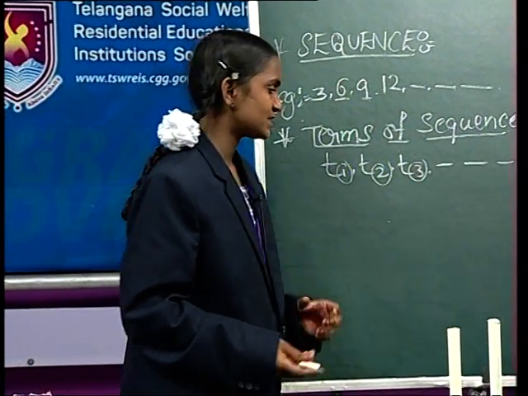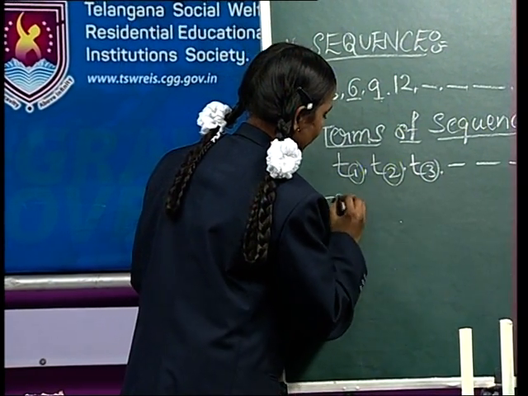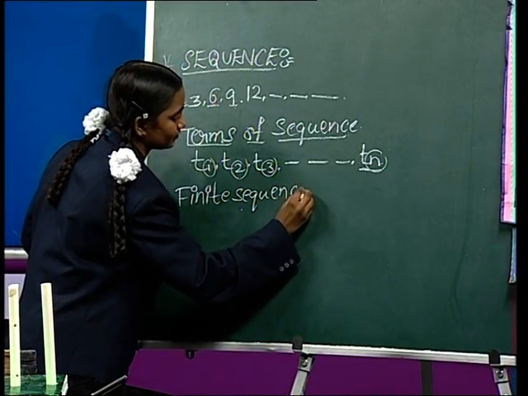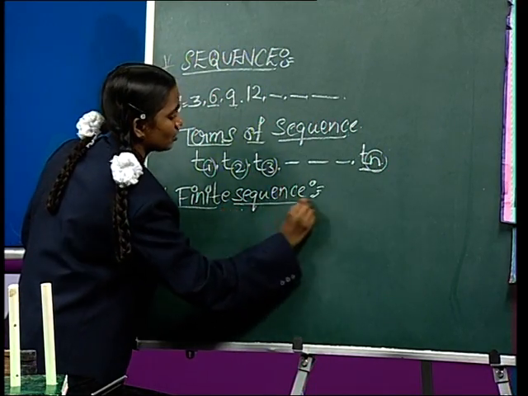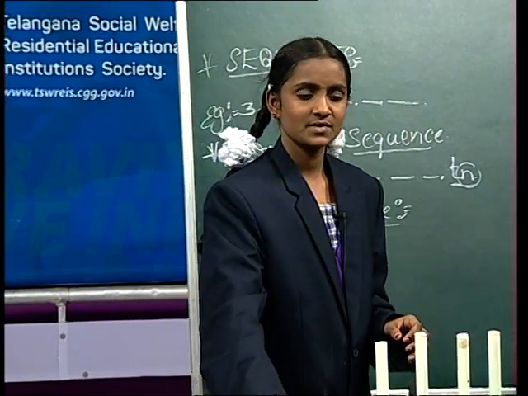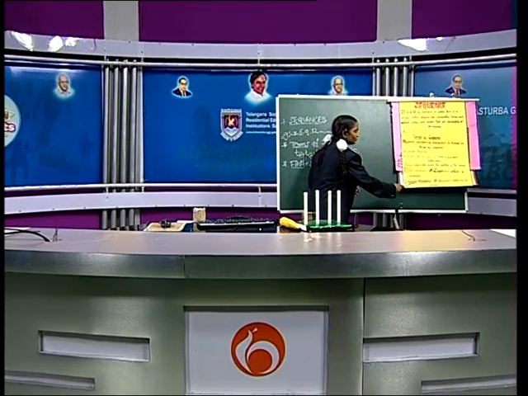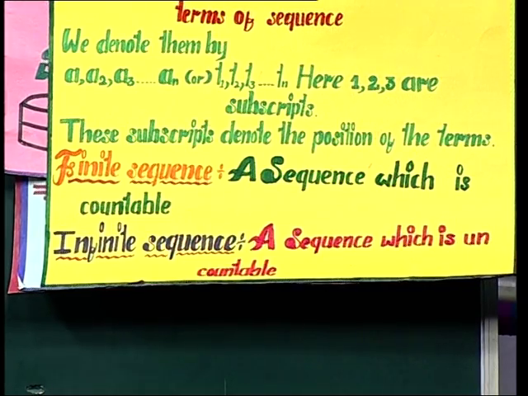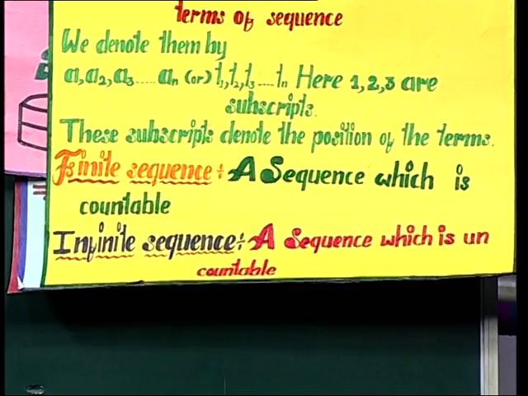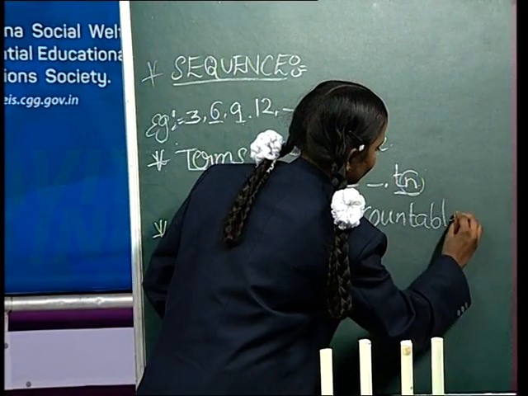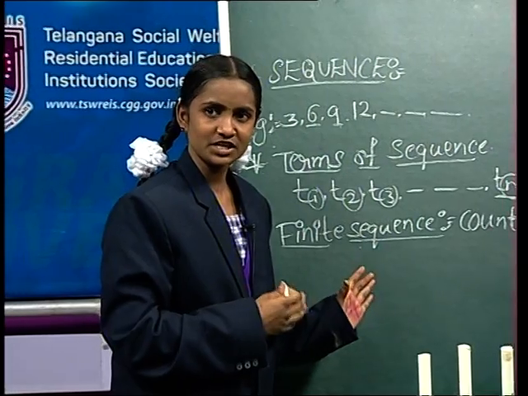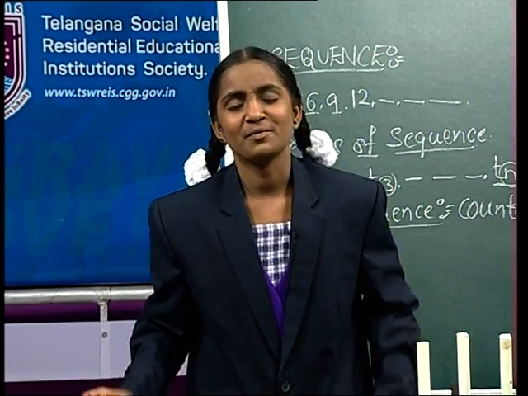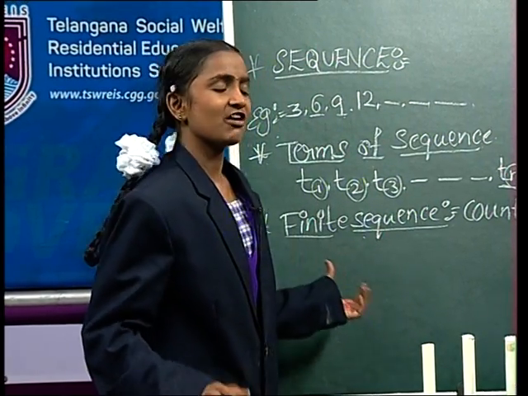Now let's move to finite sequence. What is finite sequence? Yes, the sequence which is countable is known as finite sequence. Here I give example, that is, what is the strength of your classroom? Maybe 40 members. So, it is a finite sequence.